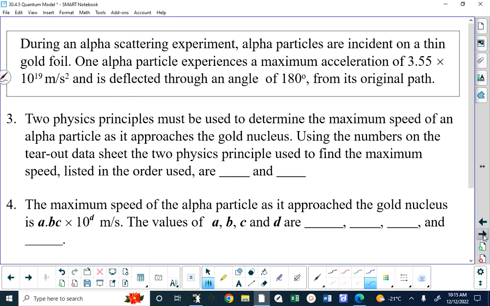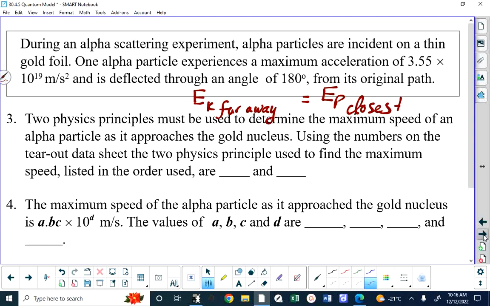during an alpha scattering experiment, one alpha particle experiences a maximum acceleration that's given to you. It's deflected back 180 degrees, which means that EK far away equals EP closest. That's because it's 180 degrees for deflection. It has to come to a stop and then come back. What is the maximum speed that the alpha particle would have had?